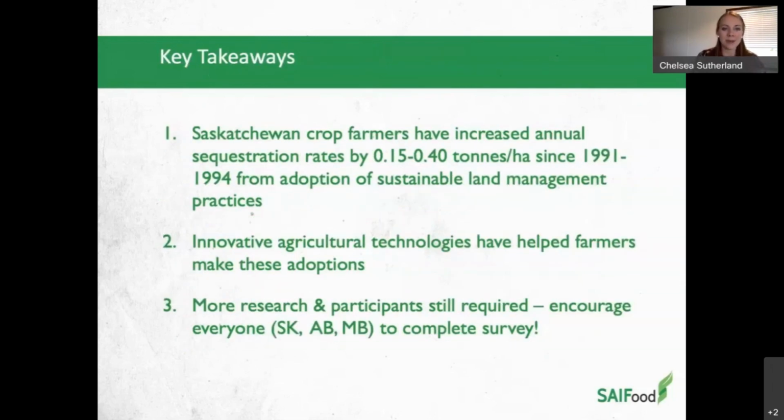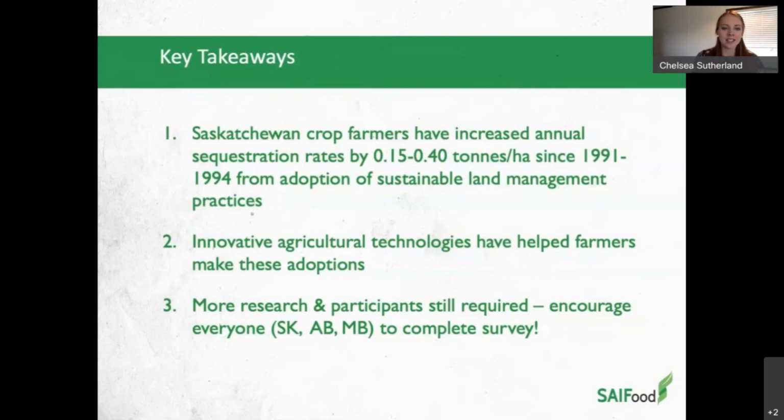So some key takeaways I want you to remember from this presentation. Number one, Saskatchewan crop farmers have increased their annual sequestration rates by between 0.15 and 0.4 tons per hectare since the early 90s by adopting sustainable land management practices. Number two, innovative ag technologies have helped farmers to make these important adoptions, including herbicide-tolerant crops and their complementary chemicals. But number three, more research and participants are still required in this project. So I encourage farmers across the prairies to complete this survey.